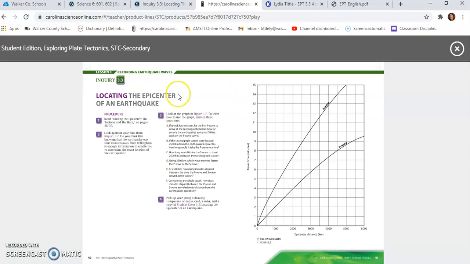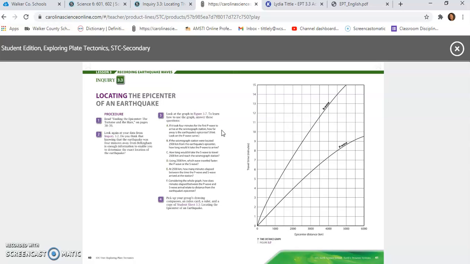All right, so let's look at number 3. It says to use this graph, figure 3.7, and you will not be able to do this as carefully as we will in class because you would actually need to use a paper form of this and a note card. So we're just going to go over these things for those of you who are doing the lesson virtually. Okay, it says to look at the graph, and to learn how to use this graph, we have a couple of questions to look at.